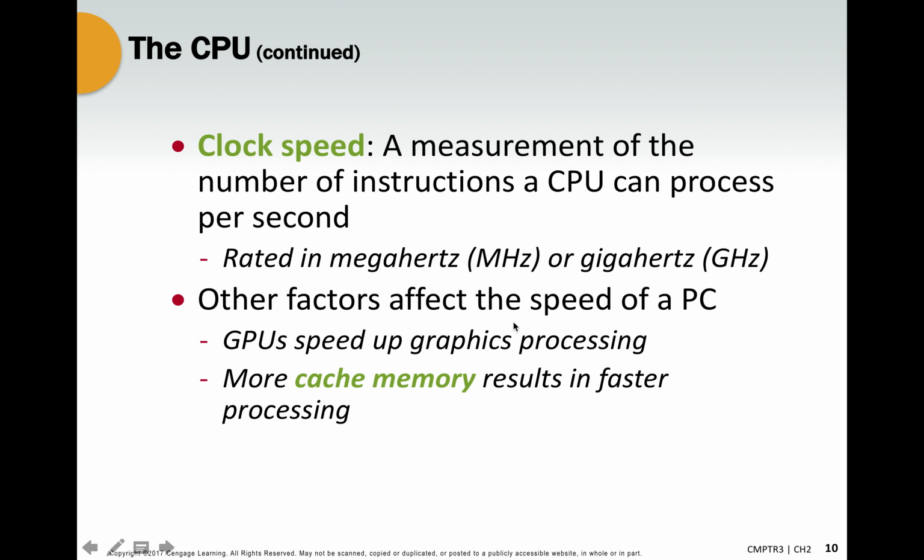The other factors affecting the speed of your PC are your GPU speed, or your graphics processing. So the more graphics that we use, that can slow down our computer. More cache memory results in faster processing. So the more memory that we have available on our computers for cache, it actually allows our computers to work a little bit faster.